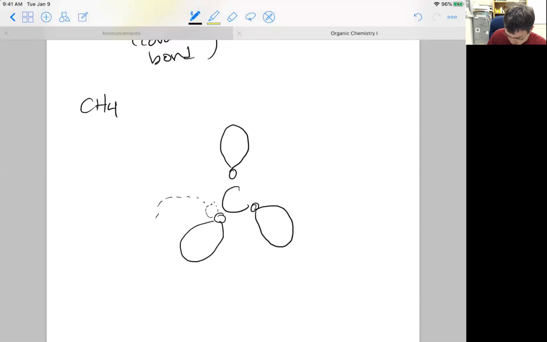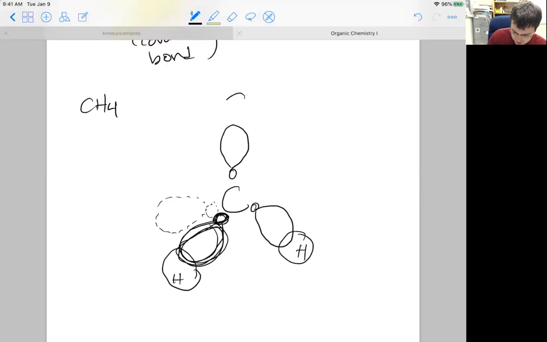And now drawing a hybrid orbital as a wedge and a dash is very difficult. So we're not going to do this often. But to each of these hybrid orbitals, we're going to attach a hydrogen. And let's keep, this picture is going to be gnarly already. Let's keep the electrons out of the picture.